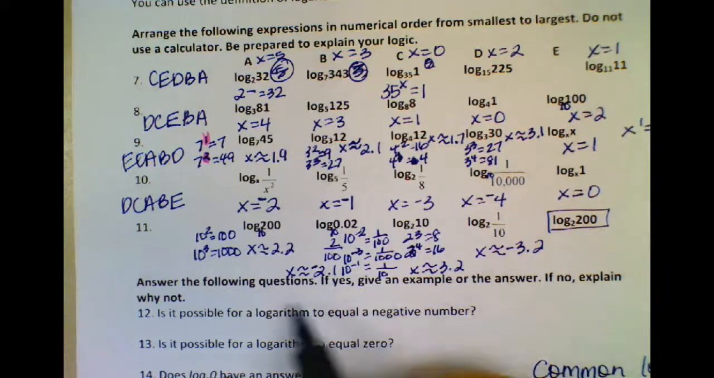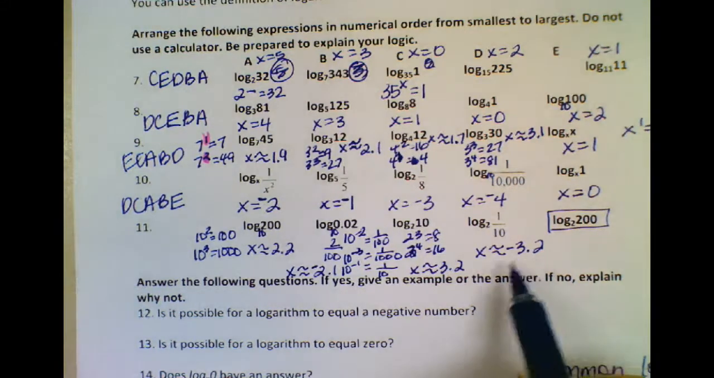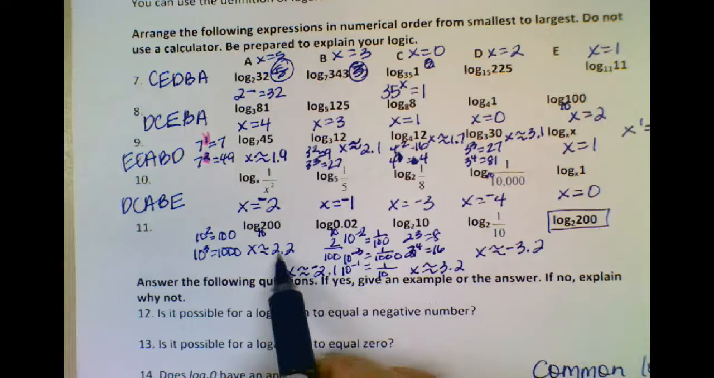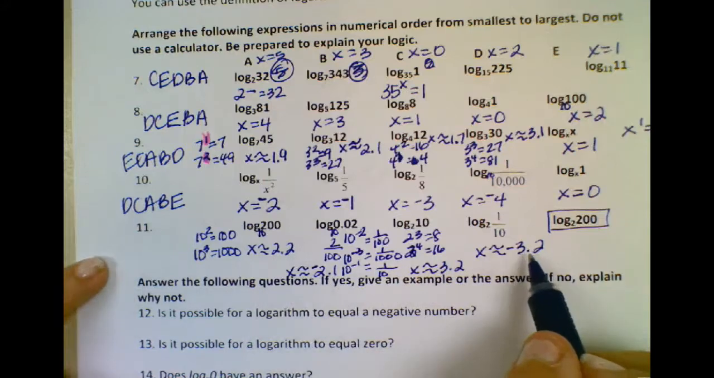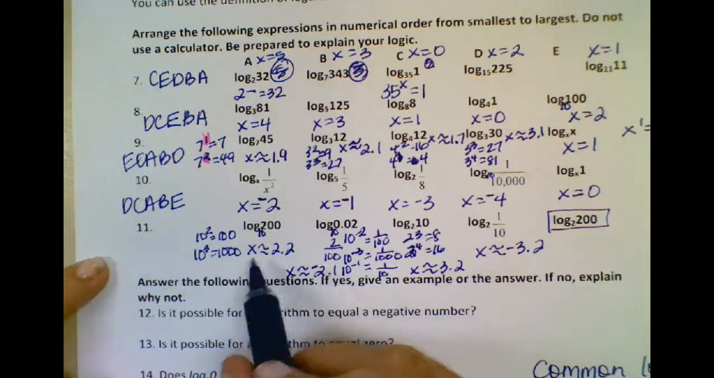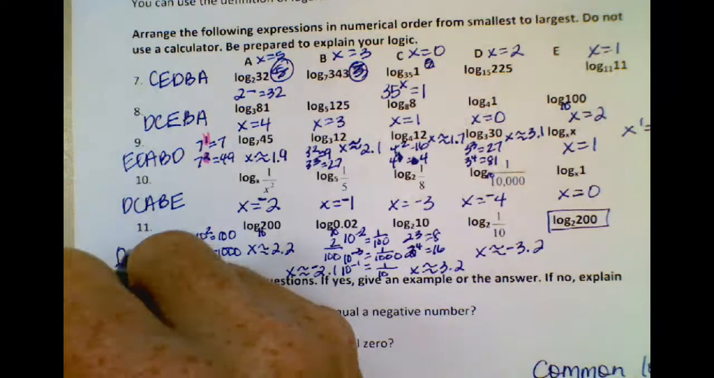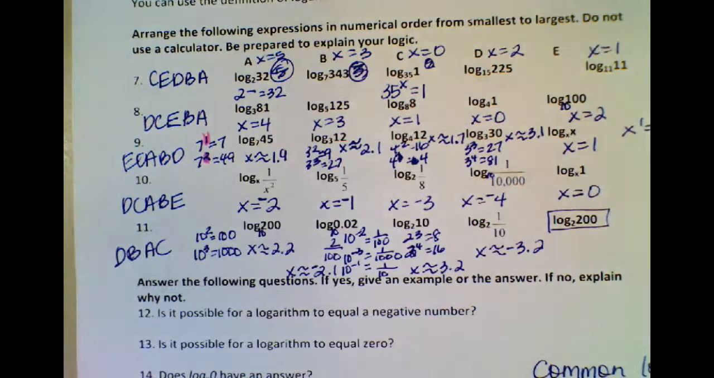Okay? So let's just put in order the ones that we have. We have negative 3.2, 3.2, negative 2.1, and 2.2. So our order would be D, B, A, C.